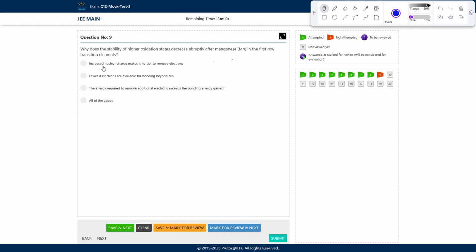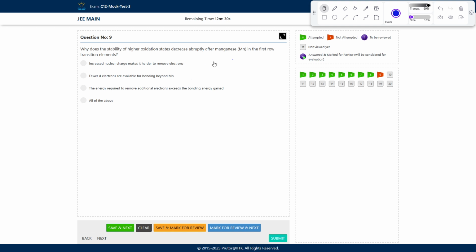The first is that increased nuclear charge makes it harder to remove the electrons. Fewer d electrons are available for bonding beyond manganese. The energy required to remove the additional electrons exceeds the bonding energy gained, or all of the above. So basically, if you see one by one, the first reason given, that the increased nuclear charge makes it harder to remove the electrons, is going to be correct, right?